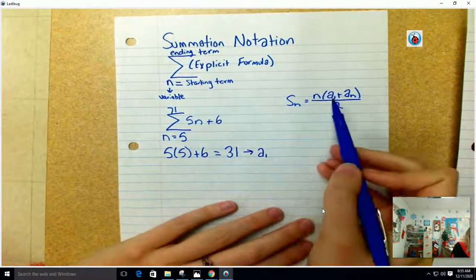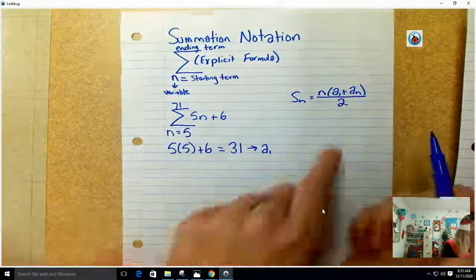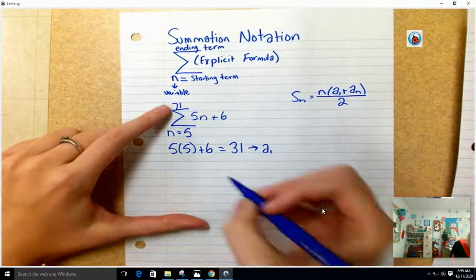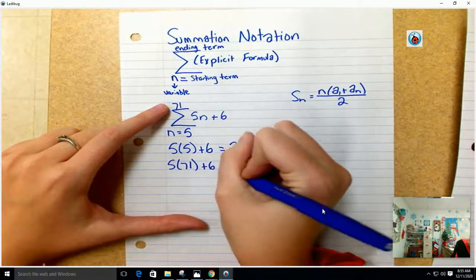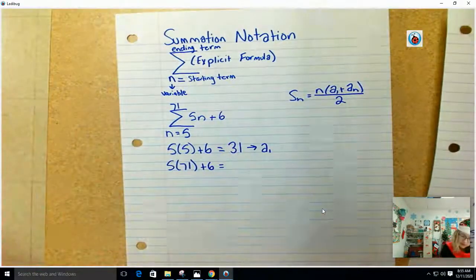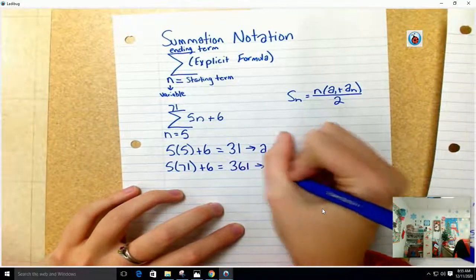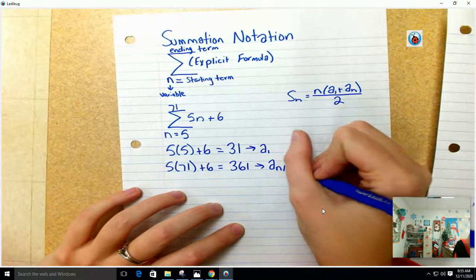And then, now that I have my A1, I have to find my A sub n. So this wants me to go all the way up to 71. So I'm going to do 5 times 71 plus 6. And that is going to equal 361. And that's going to be my A sub n, or my A sub 71.